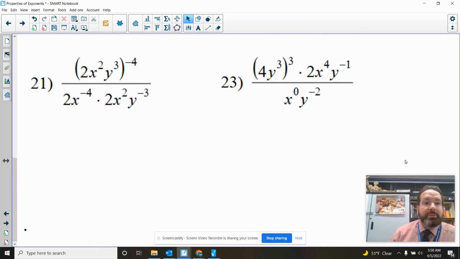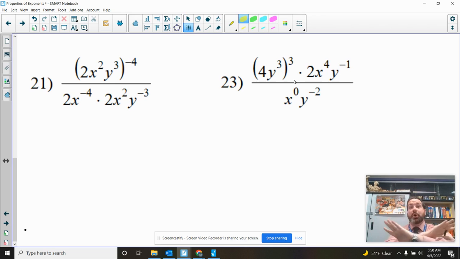Okay, let's wrap things up here. Now these two, these require you to use all the properties at once. This is as nasty as they get. It's kind of fun though, in its own way. So here's what we got. Let's deal with this set of parentheses on the top first. We're also going to simplify the bottom here.